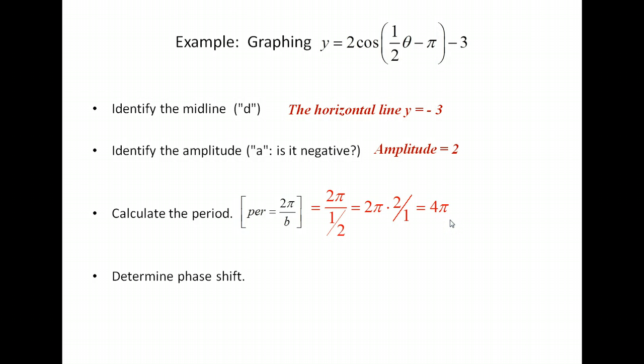Okay, so we're done. We're 3/4 of the way done. Next, let's determine the phase shift. The phase shift also has this formula. We take -b divided by c. Here it is.